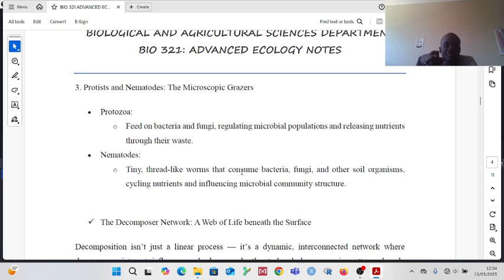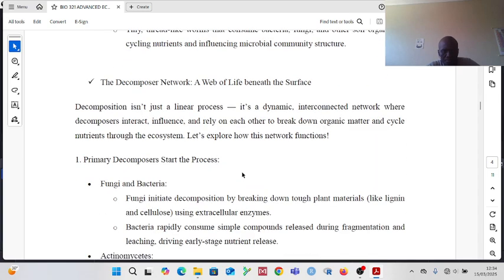But in the process, because they feed on the bacteria and fungi, they help in regulating the population. But the waste they produce will have nutrients. Okay? Then the nematodes, so things like worms, they also consume bacteria, fungi, and other soil microorganisms. So in the process, they help in cycling the nutrients and also influencing the microbial community structure.